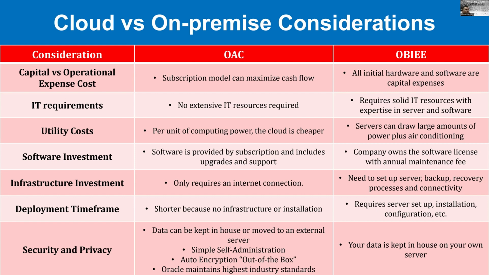All the upgrades and support are included in that subscription, versus with OBIEE, the company owns the software license. You also have to do the annual maintenance and all the fees that go along with it. Infrastructure investment with OAC only requires an internet connection. Well, there are some implications with that connectivity and the bandwidth, but other than that, you're not having to get involved with the setup and the backup and recovery and the processes. And we'll elaborate on that a little bit more, I think, on the next slide.